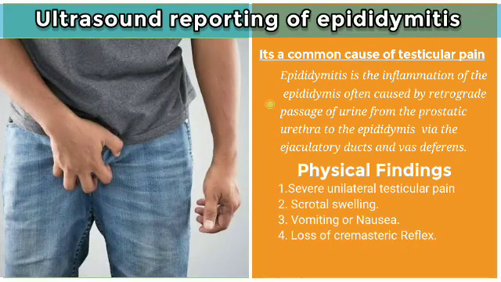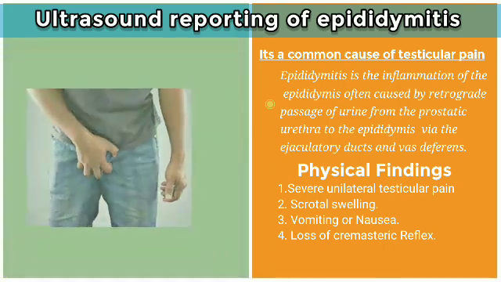Ultrasound reporting of epididymitis. This often affects men in their reproductive ages, especially men below the age of 35. So what is epididymitis? Epididymitis is the inflammation of the epididymis, which is the tube that carries sperm from the testicle.